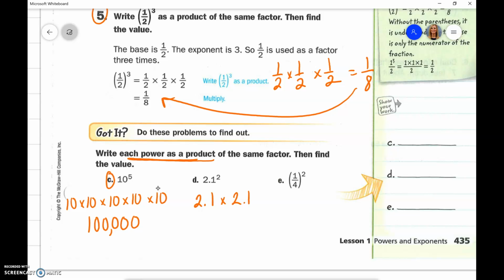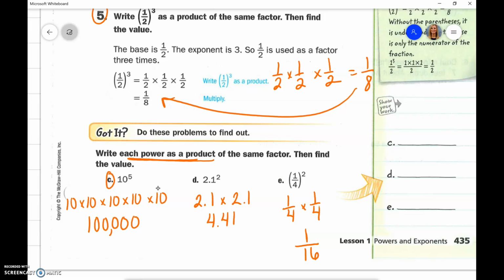All right, so 2.1 to the 2nd power, which really means 2.1 times 2.1, or 2 1/10 times 2 1/10. And when you use your calculator, or when you actually multiply, you are going to get 4.41, or 4 41/100ths. And the last one, 1/4 to the 2nd power, 1/4 times 1/4. I'm going to multiply my numerators. I get 1. 4 times 4 is 16, so we get 1/16 is the value.